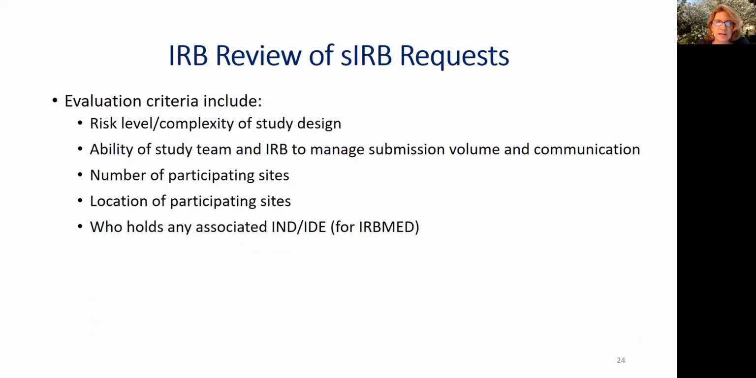So when the IRBs at Michigan are asked to review these single IRB requests, we take a look at a number of things, and that's why having you give us some amount of information up front is really important. So we want to look at the risk level to the participants in the study, and we want to look at the complexity of the study design. So is it actually only data that we're moving around? That's very different kind of assessment than if it's a phase 1 clinical trial, which means it's the first time that drug or device has been tested in human beings and the risk level is very high.